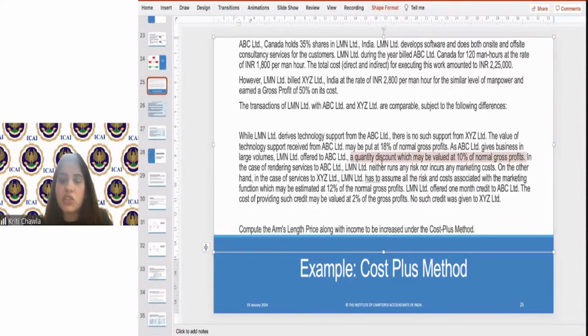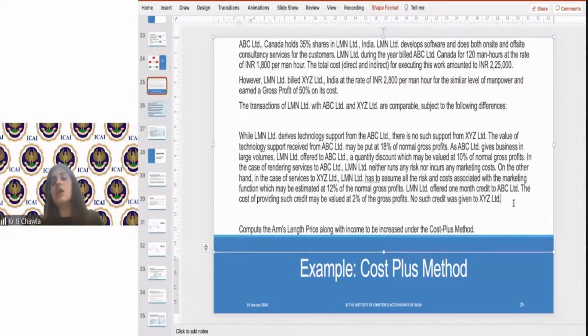And there is no risk or marketing cost. In case of services to XYZ Limited, they are assuming all risks associated with marketing, and this is estimated at 12% of normal gross profits. Then there is a 1 month credit period also, which is 2% of gross profits. So there are 4 adjustments that we need to make in this particular question.